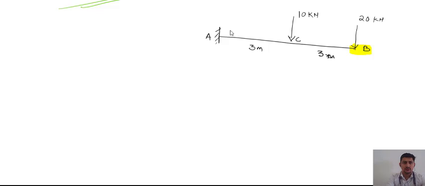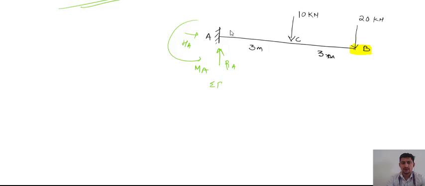So for calculating the reaction, how many reactions will be here? This is a fixed support, so there will be three reactions. One is RA, that is vertical. This is HA, and one moment is here. Okay. Now calculate the value.